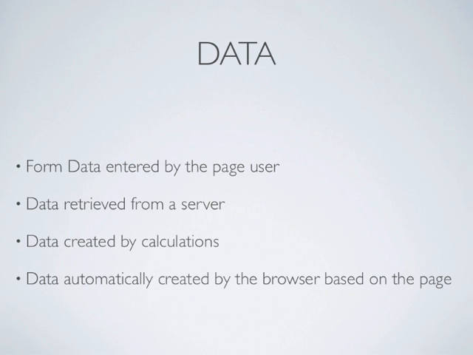Data may be something that results from a calculation. For example, adding up the price of all of the different products that are in a user's shopping cart would create a total, which would be considered a piece of data. And a lot of data that we work with in JavaScript is actually created for us automatically by the web browser. Whenever the web browser renders a web page, a lot of different aspects of that page are going to be stored as different pieces of data that JavaScript will have access to.